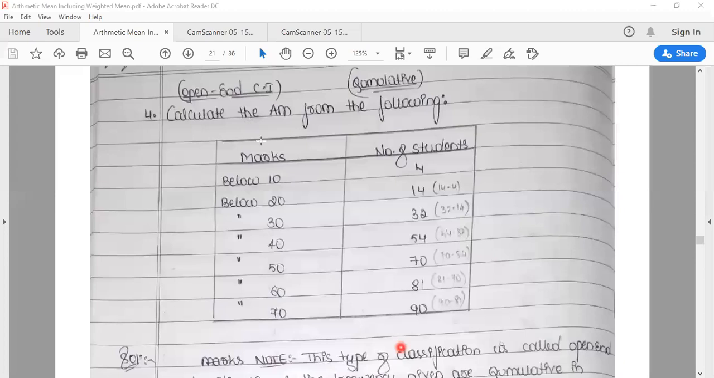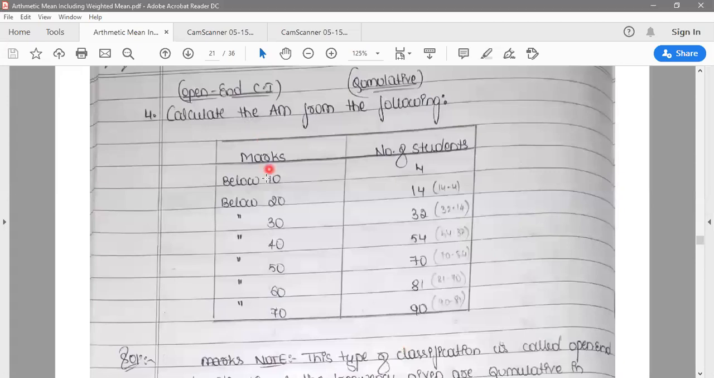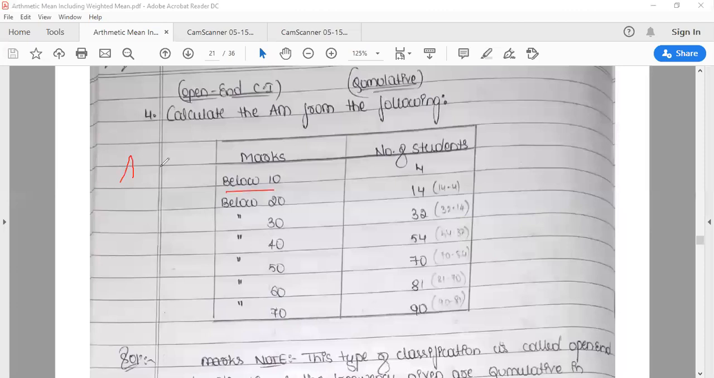Okay. So to continue with arithmetic mean here, you're supposed to calculate arithmetic mean from the following, and they've given you the open end class intervals. Now open end class intervals will be of two types. The first type is below, and the other type is above. Now let's understand what is the difference between the two.